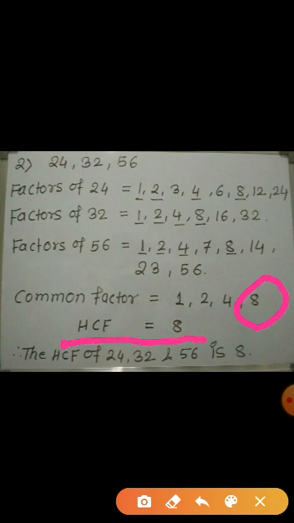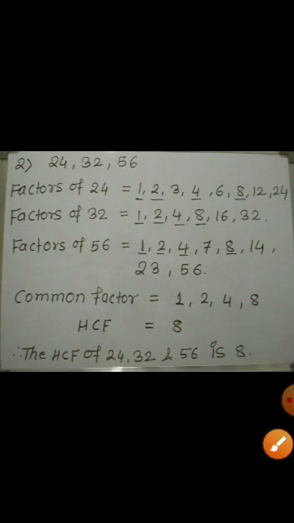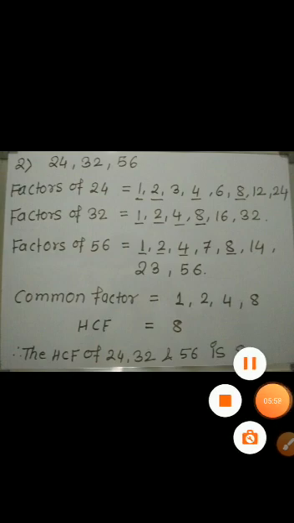Highest common factor means HCF. HCF is 8. So what would be our final answer? The HCF of 24, 32 and 56 is 8. So likewise you can solve the remaining examples of question number A of exercise 3.2 given in your textbook.